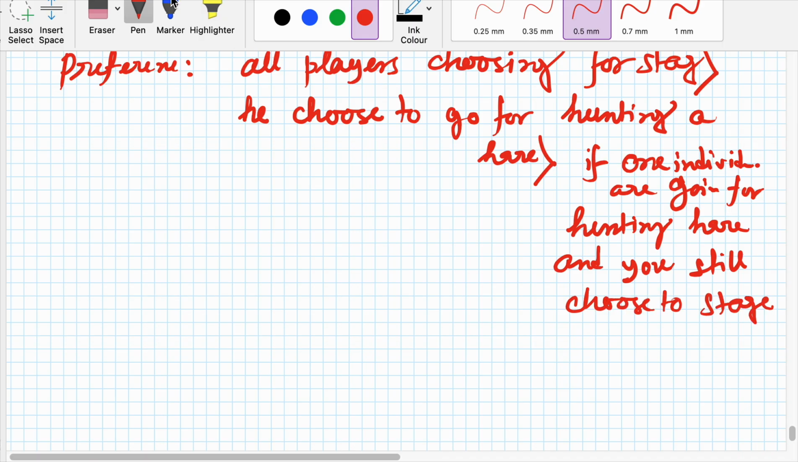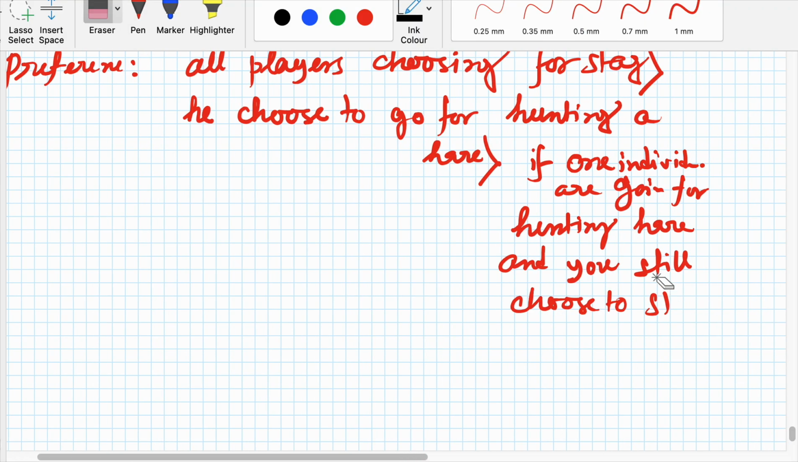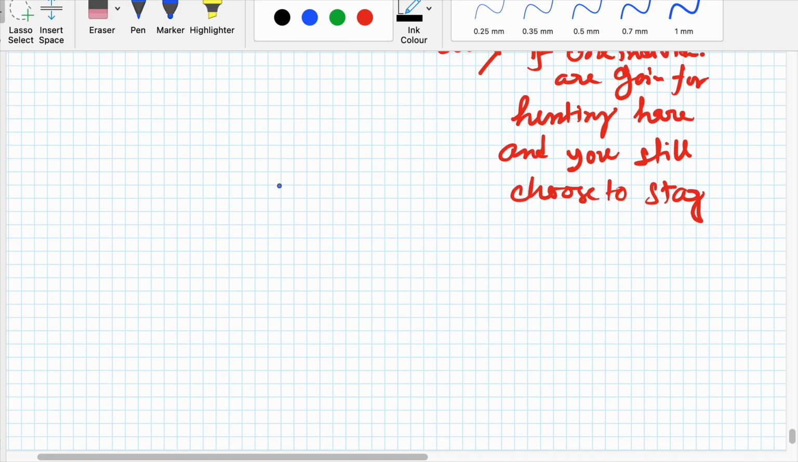Why is it least preferred? Because in this situation you cannot catch or hunt a stag if one individual does not pay attention and goes for hunting a hare. If one or multiple individuals in your group go for a hare, then there is not enough number of individuals who can catch the stag. So let me present this situation as a two player, two strategy game.